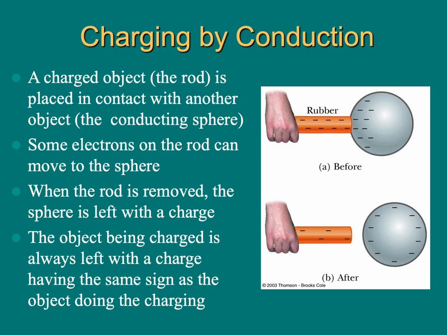We can charge an object by conduction. It means if we have a charged object and we place it in contact with another object, then some of the charges carried by the charged object will move to the object that is in contact.